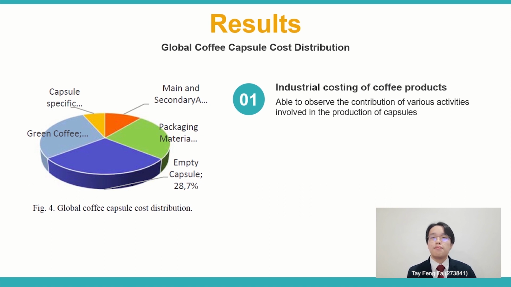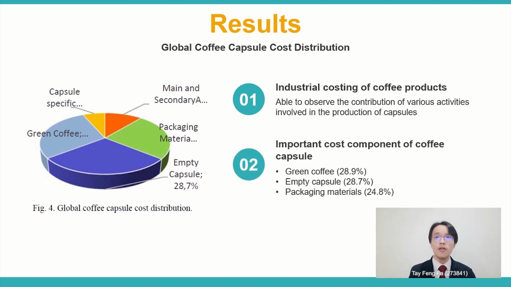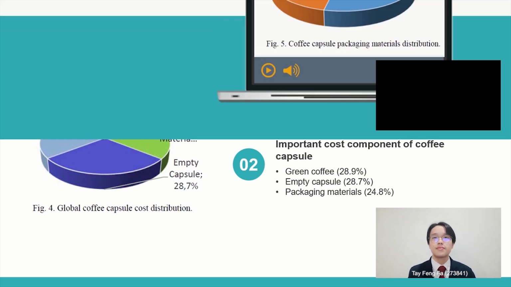As regards the bill of materials, which is one of the resources, we can individually identify the cost of the raw materials, packaging materials, and empty capsule. Therefore, from the pie chart, it can be seen that the largest cost components for the coffee capsule are green coffee, which is 28.9%, empty capsule, which is 28.7%, and packaging materials, which is 24.8%.